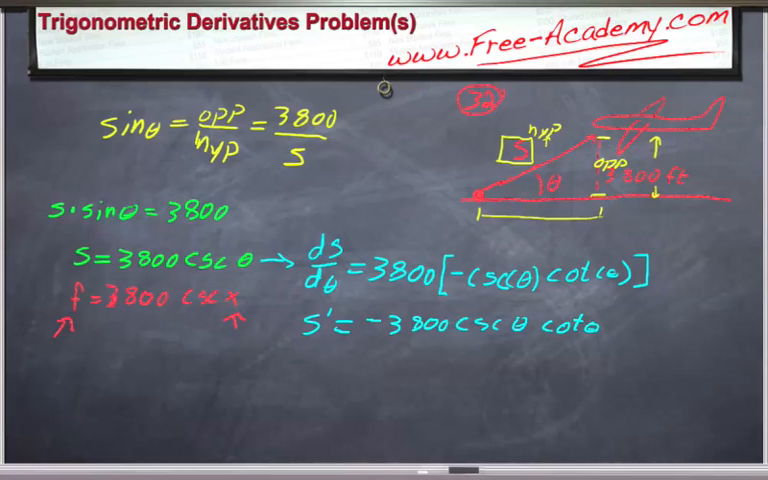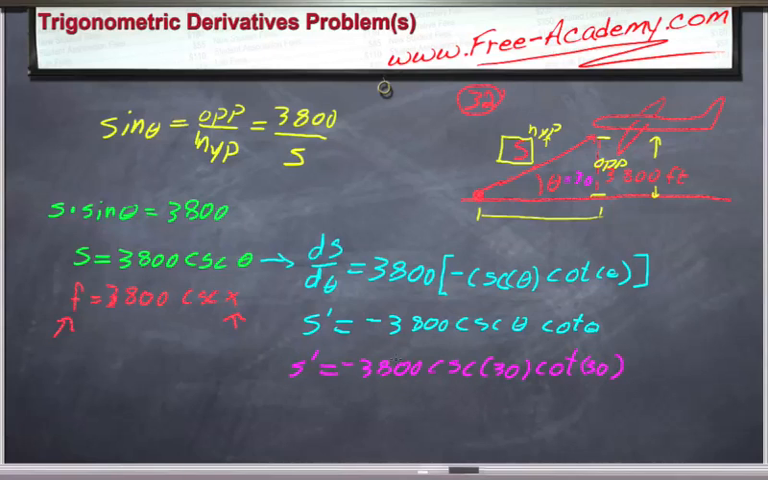Now that's our value for the derivative, but in the problem what it said is find how S changes with respect to theta and then find it for theta equal 30 degrees, which I did not have written down here. Theta equal 30. So now we have S prime and we have 30 degrees. Let's plug 30 degrees into our equation here, and then what we will get is the result of the rate of change of S. So S prime is equal to negative 3,800 cosecant of 30 degrees times the cotangent of 30 degrees.